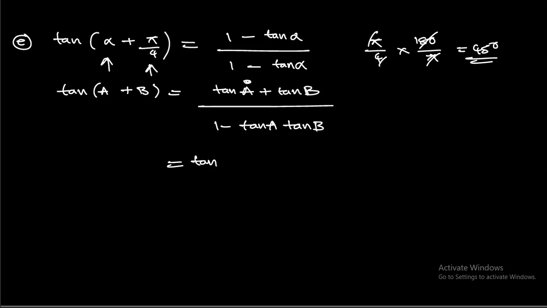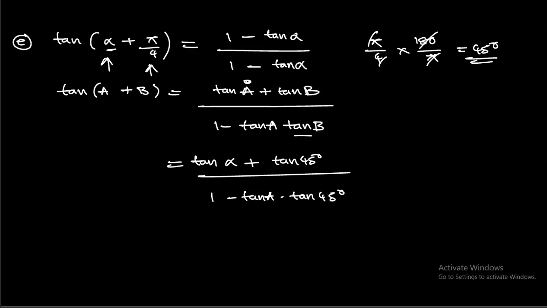So we are going to say tan A. What is A? It's alpha. What is B? It is pi over 4, which we've turned into 45. So tan 45 over 1 minus tan A multiplied by tan 45. Okay, tan 45. So what else do we need to actually understand here?